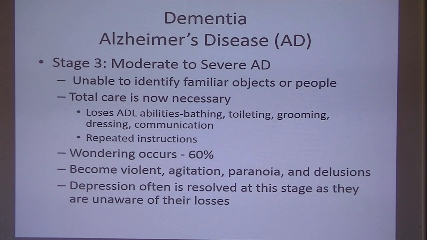And at that time, the family members usually decide to go ahead and put them in the nursing home whenever that begins to happen. At this stage, their personality is really going to change, and they can become violent. And some studies have said that at this point they no longer suffer from depression because they are now unaware of the losses that they have.